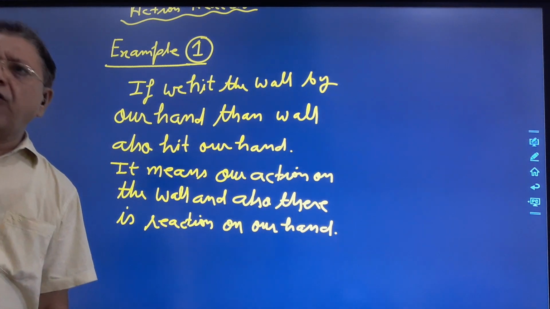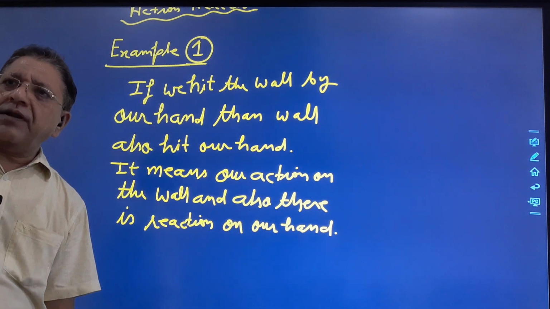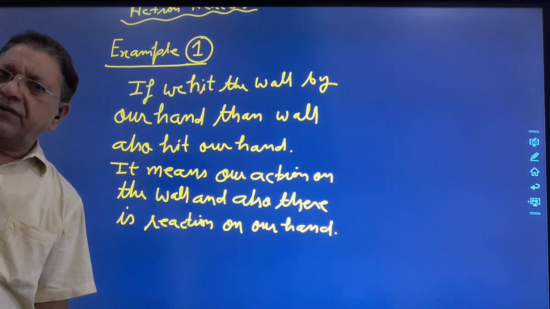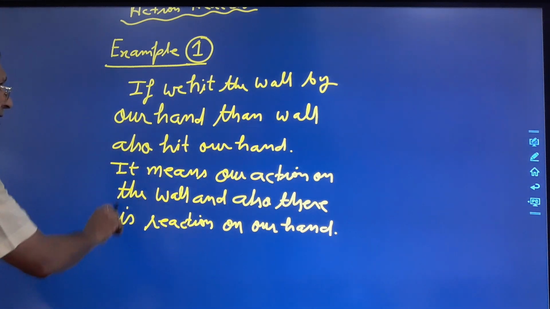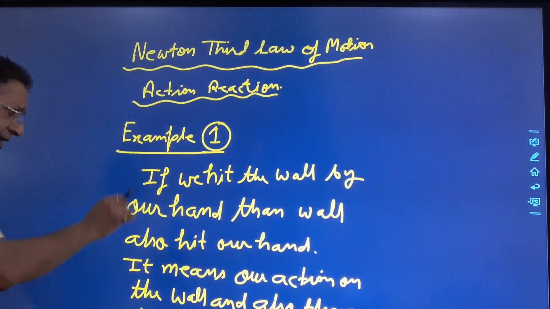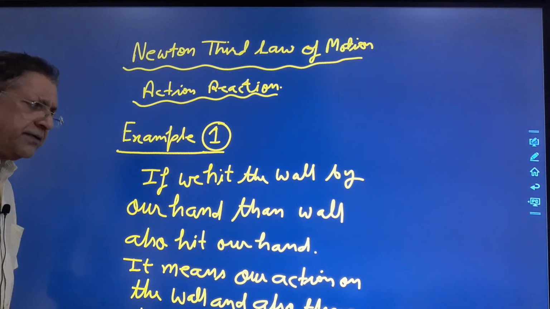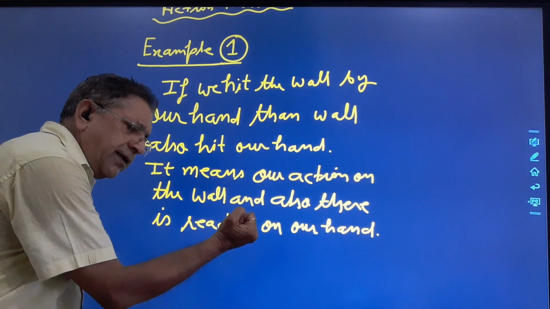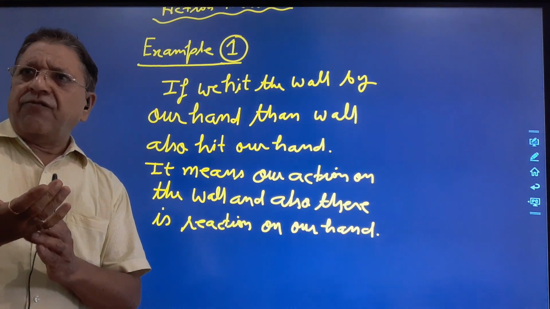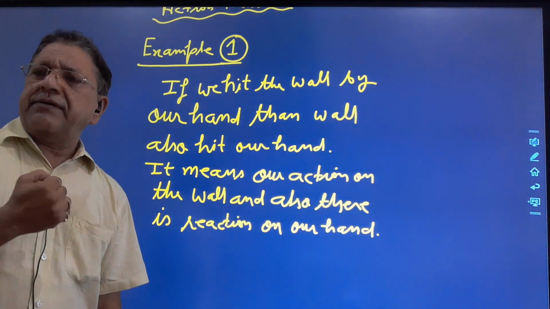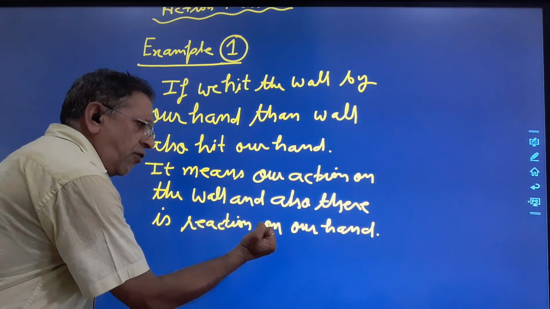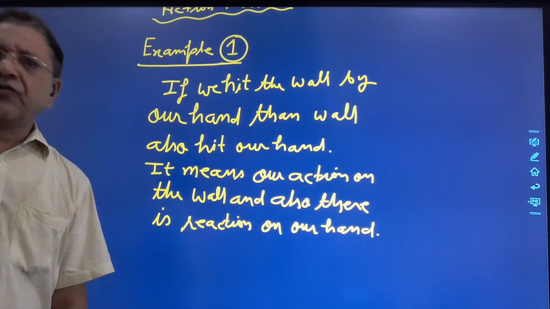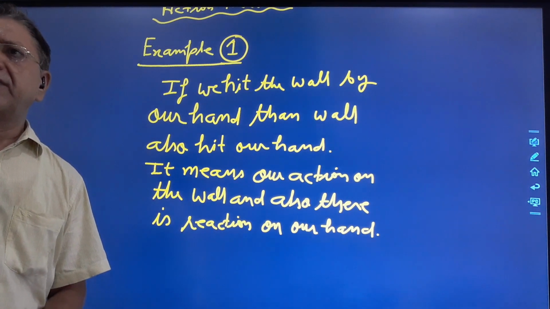From the action reaction law, the two forces will be equal, opposite and on different bodies. This was the law. Then, if we hit the wall with our hand, the wall also exerts a force on our hand. If there is our action on the wall, then there is a reaction by the wall on our hand. So this is an example of the action reaction law.